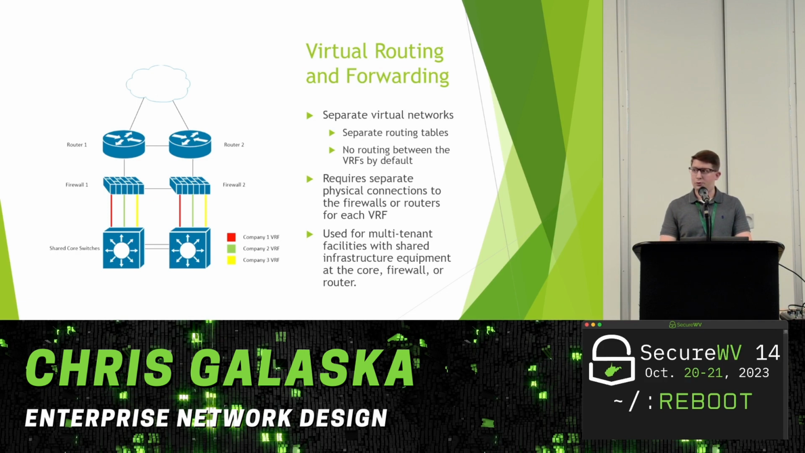Their routing tables are completely different. Essentially, it creates 3 different routers on that core switch for the 3 different organizations. They're completely unaware of the existence of the other organizations. They only know how to get out to the WAN. They don't know how to get left and right to the other organizations. So this is one way that you can handle multi-tenancy if you have shared resources like this.